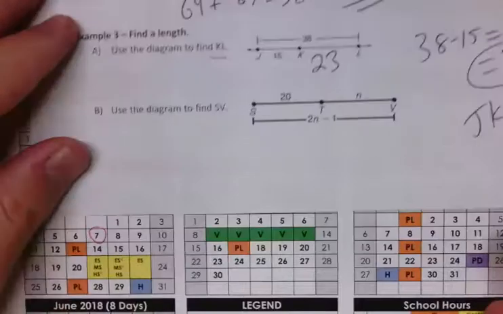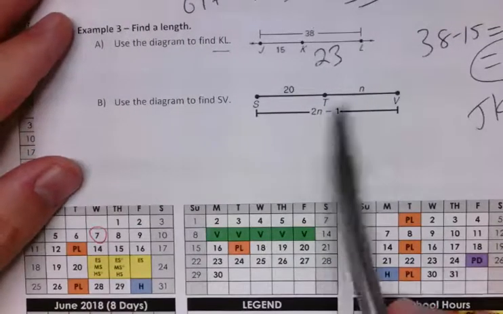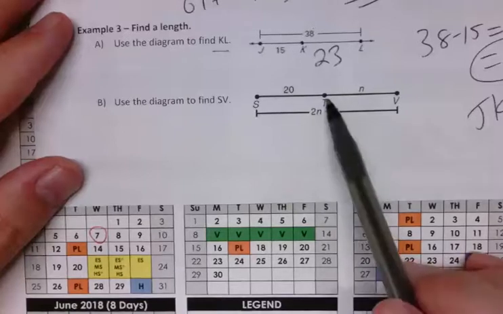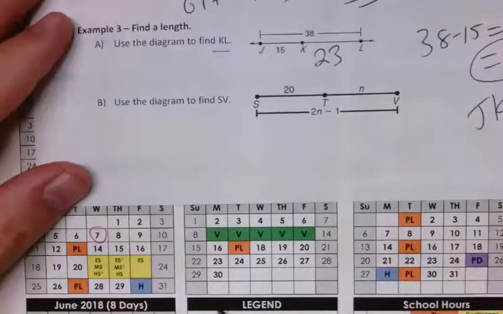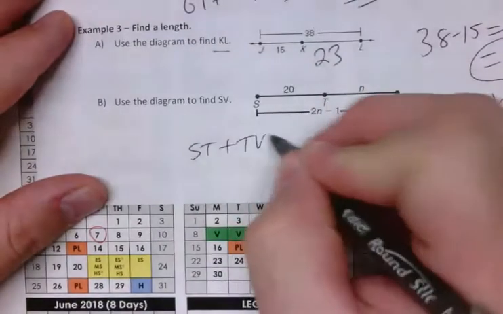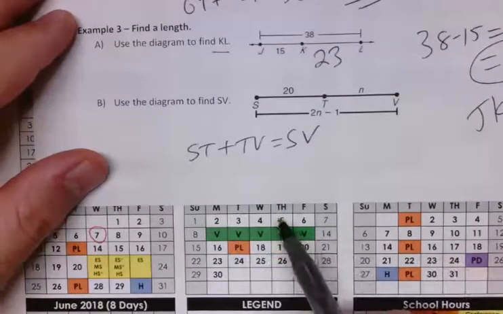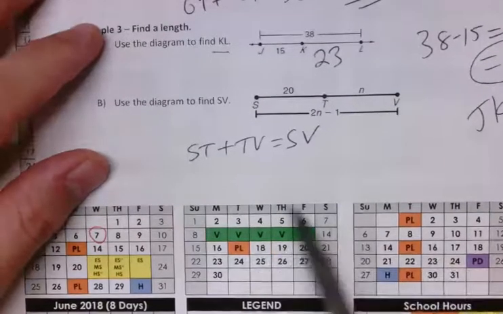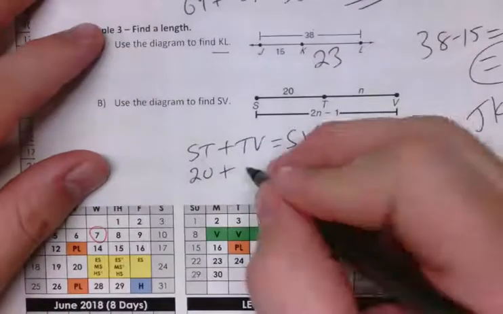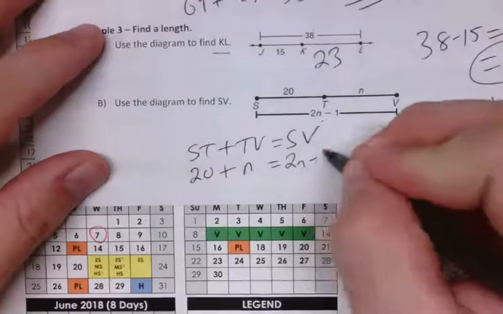All right, this one is probably the most tricky when it comes to solving, just because they don't actually give you as much information as they did in the other ones. The good thing is, since T is still between S and V, I can do the same thing we've done on all the other ones. Little plus little must equal big every time, and just start substituting until eventually you get what you're trying to solve for. ST is 20 plus TV is n must equal SV, this whole thing, which is 2n minus 1.